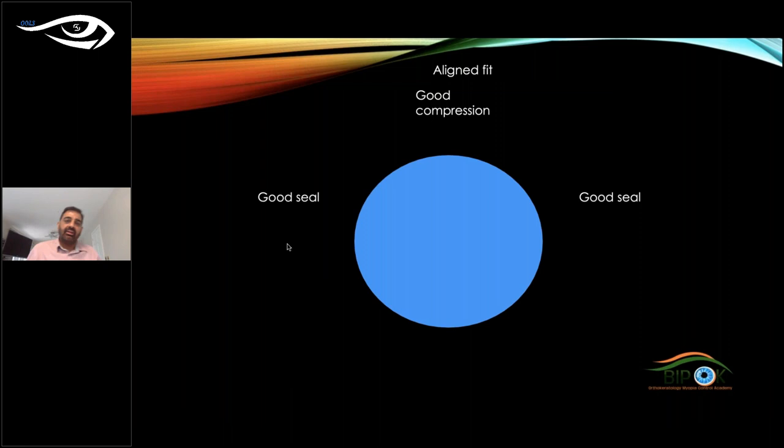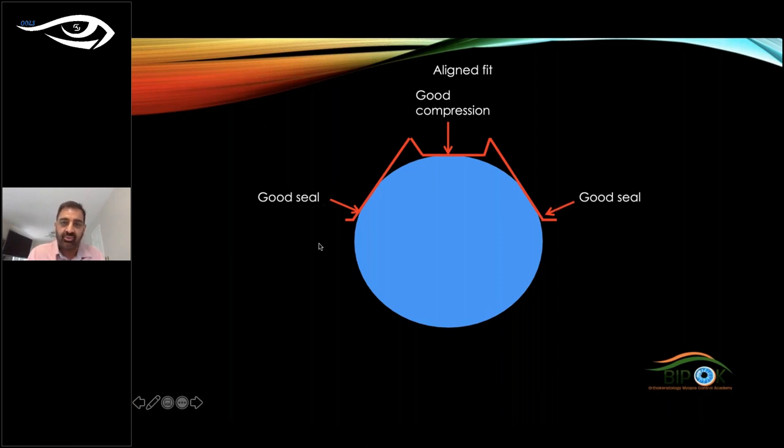Now, when you're fitting a lens, what we need is a good compression, good seal. So what you're looking for in an aligned fit properly, this is what should be happening. So you can see where the lens is now coming in. It's not touching completely, although on the diagram it's slightly misleading, but what it's doing is it's giving the lens a little bit of a movement. At the same time, you're getting good compression there and you're getting a good seal.